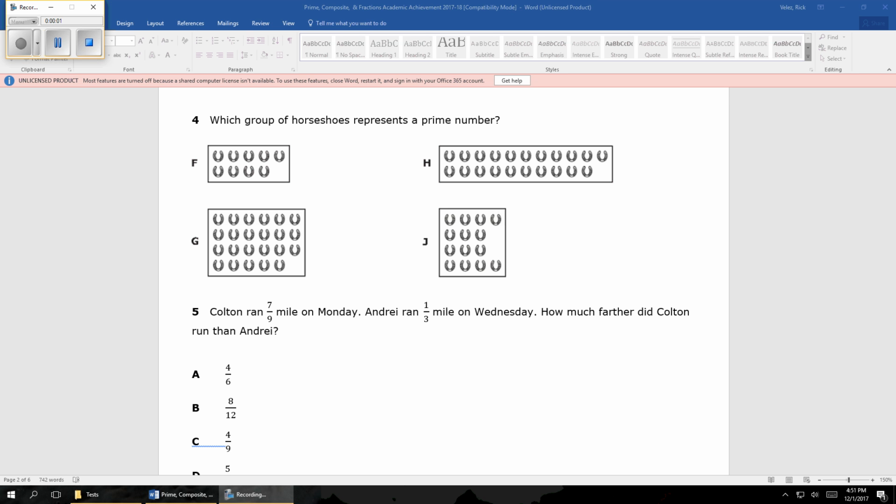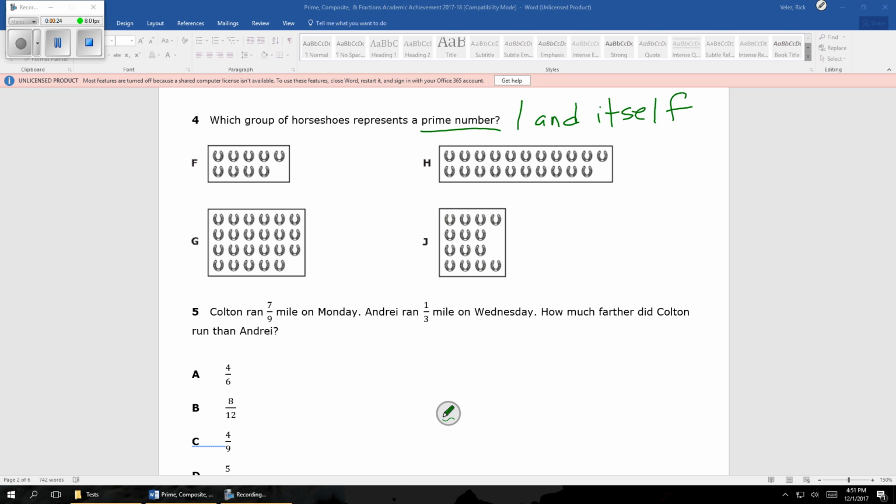4. Which group of horseshoes represent a prime number? The first thing you should do is underline prime, and then you should ask the question. A prime number is a number that has no factors other than 1 and itself. That means nothing multiplies with it, nothing factors into it, nothing divides into it except 1 and the number.